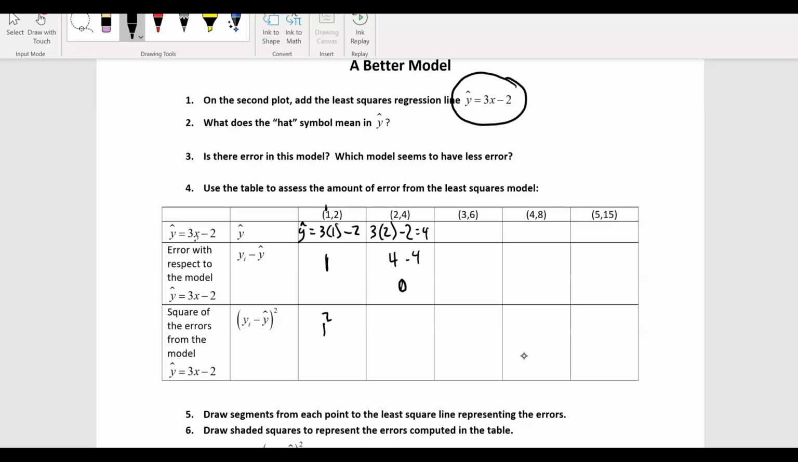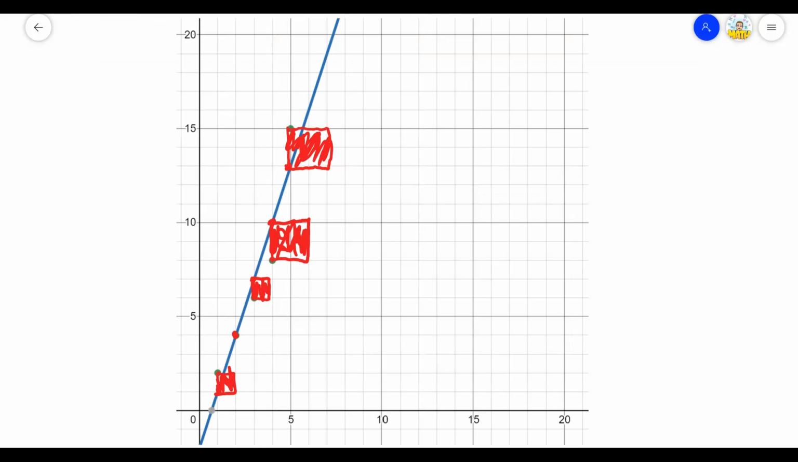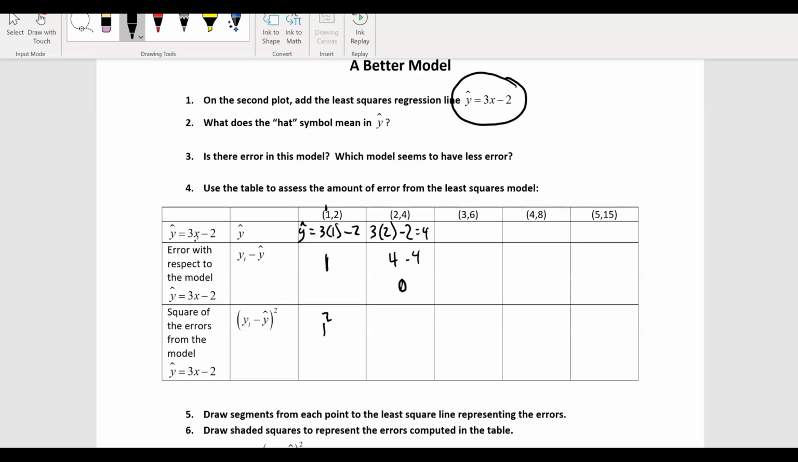Okay, when we calculate here our distance or difference between the two, right? Our actual y value here was 2, so 3 times 1 is 3 minus 2. So this was, we go back and look at the graph, so you can see here, positive 1. Right? So I take the actual y value, which is 2, minus the predicted y value, which was 1. 2 minus 1 is 1, and we square that. Here we have 0, that's 0 squared.